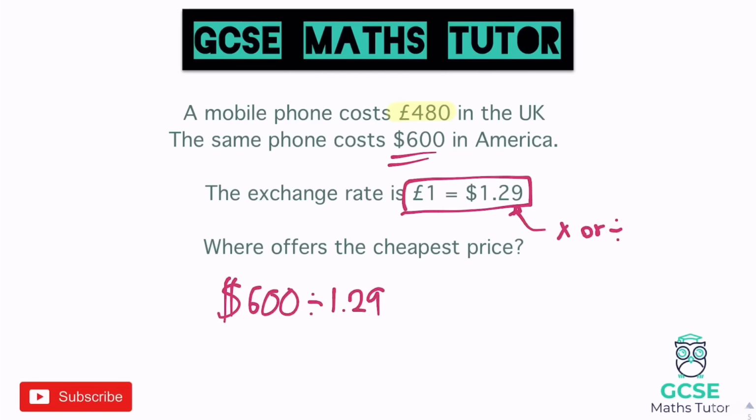600 divided by 1.29 gives us, not a very nice number here, £465 and 12p to the nearest penny. Now it doesn't matter about all the decimals after that, because at the end of the day we're looking at which offers the cheapest value, and as you can see there, £465.12 is cheaper than 480.